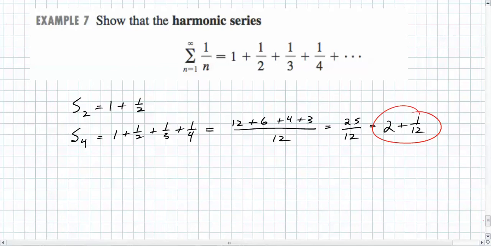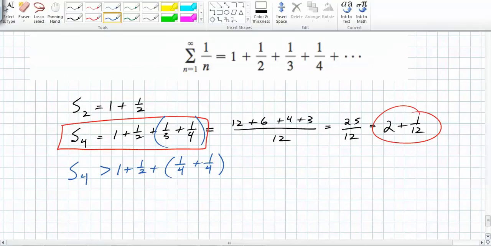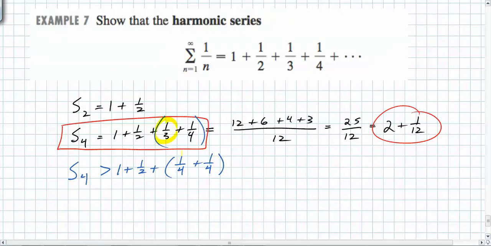So I'm going to change something a little bit. Let's just look at this right here. And in particular, I'm going to look at this right there. Is this true? Is that true? S4 has to be greater than that because what did I change? I made 1/3 smaller. Did I make it smaller or bigger? I made the right side smaller, right? I made the right side smaller, so that means S4 must be greater than that.